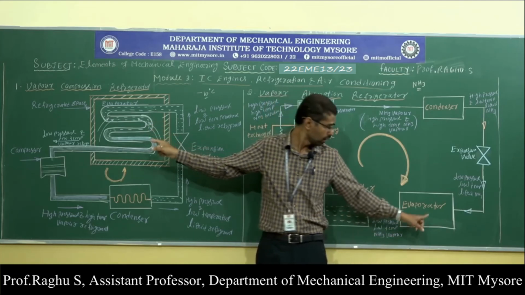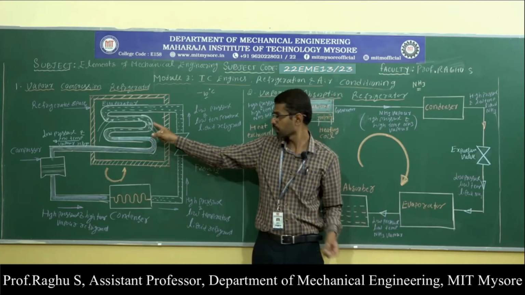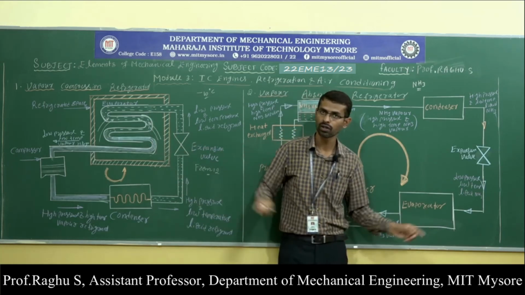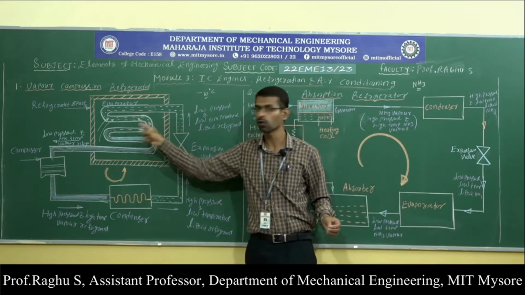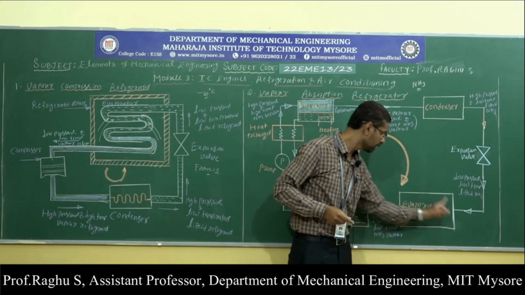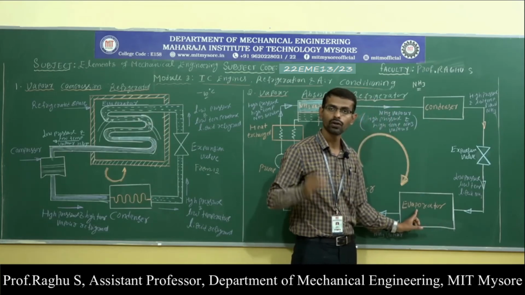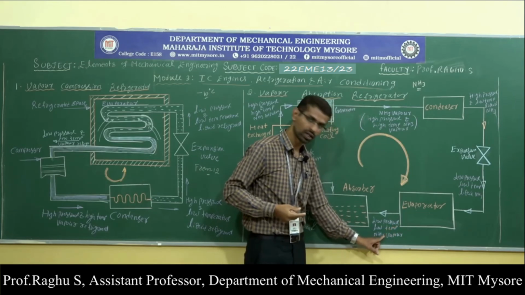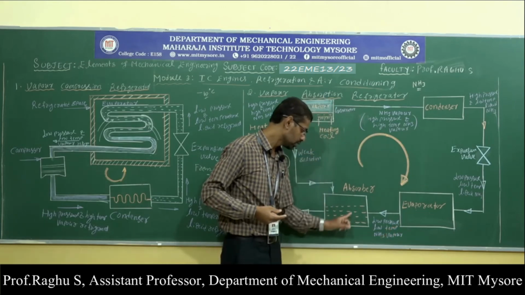Here we have evaporator coils. Here we have this kind of arrangement in the evaporator coil. Now the low pressure and low temperature liquid ammonia enters into the evaporator tube and absorbs the heat from the refrigerated space. Due to heat absorption, the liquid ammonia gets converted into vapor ammonia again. Again the vapor ammonia enters into the absorber.